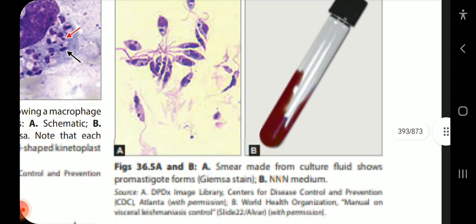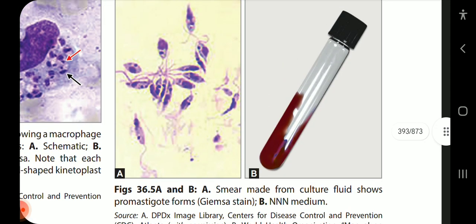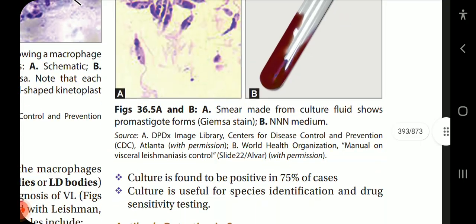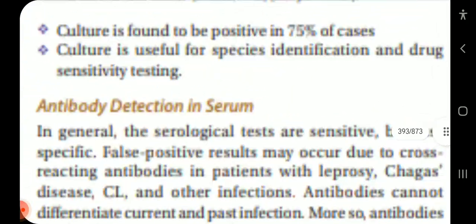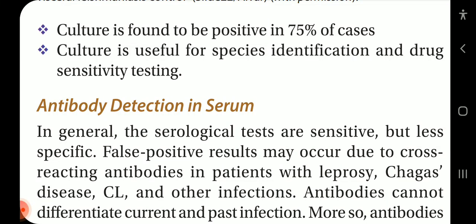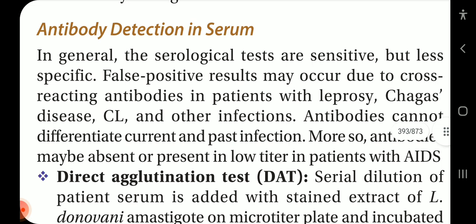In these figures, 35A and B, a smear made from culture fluid shows promastigote forms in Giemsa stain, and in figure B we can see the NNN medium. The culture is found to be positive in 75% of the cases, and the culture is useful for specimen identification and drug sensitivity testing. Antibody detection in serum.